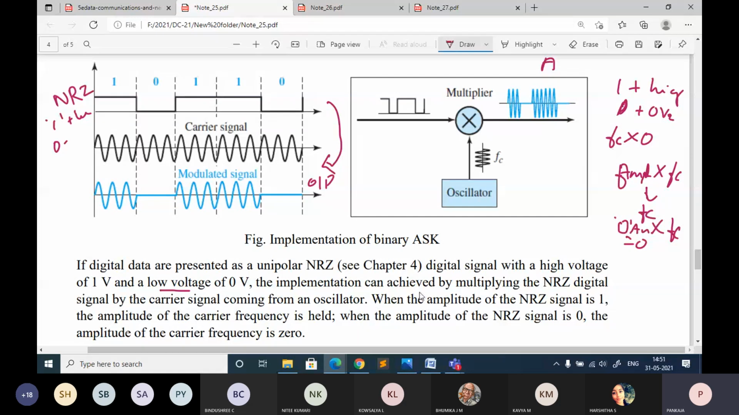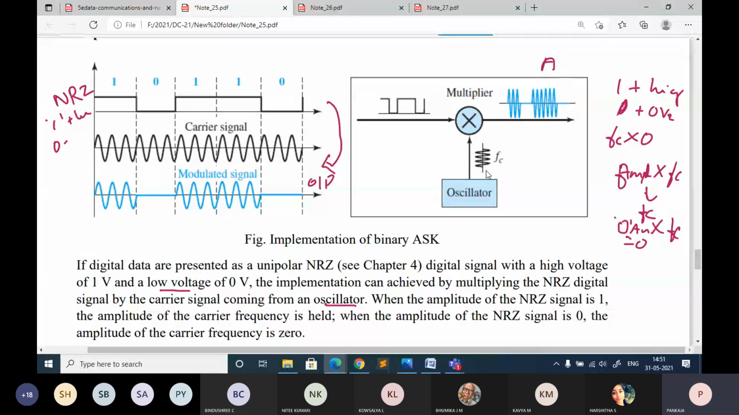Now whatever input is coming, that will be multiplying the NRZ digital signal by the carrier signal coming from the oscillator. The function of this oscillator is to just keep generating the high frequency signal. It will keep on generating. Whatever signal it is generating is multiplied with the input. The input is coming in the form of NRZ, unipolar NRZ.